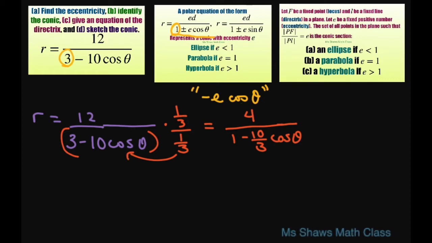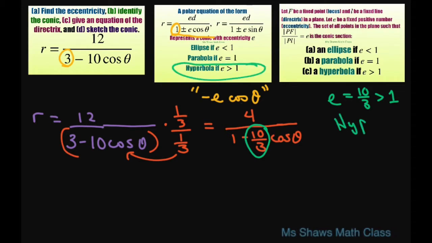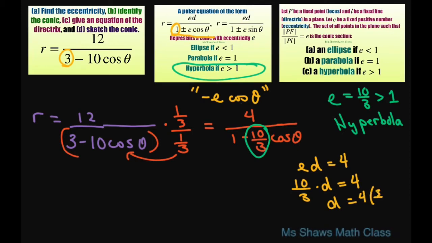So this is your eccentricity. E equals 10/3, which is greater than 1, and that means it's a hyperbola. It also means that ED equals 4. We know that E is 10/3 times D equals 4, so D equals 4 times 3/10, which equals 6/5.